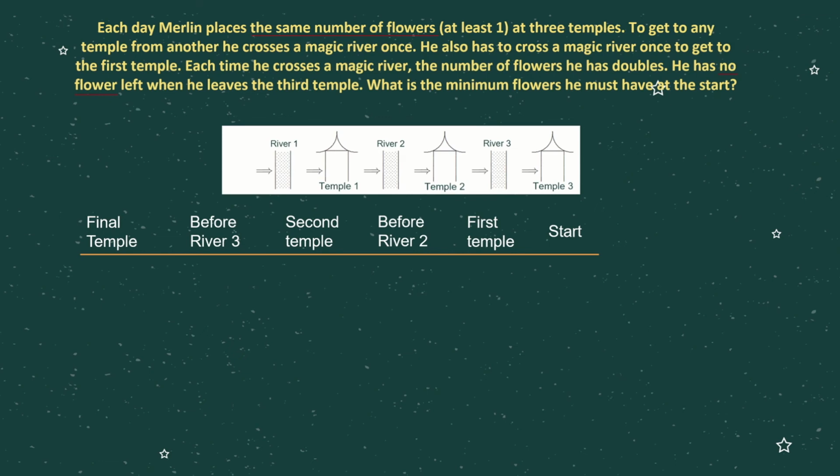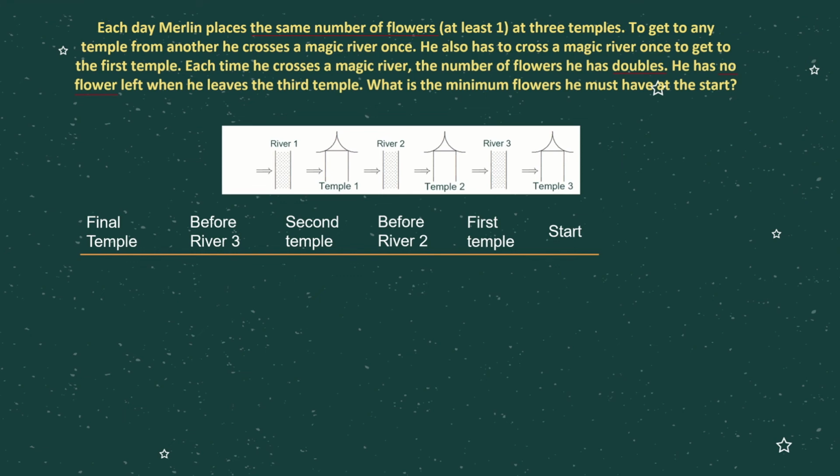To start our guess, there are 2 other pieces of information in this question. Firstly, we know that each river that he crosses, the number of flowers in his hand doubles. Since we can't really break a flower in half, this means that whatever he has at the last temple must be even. We can't double a whole number to get to an odd number. This point is very important, as we will see later.